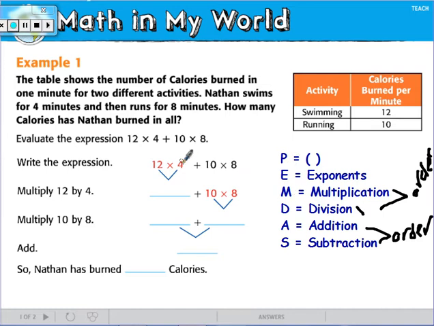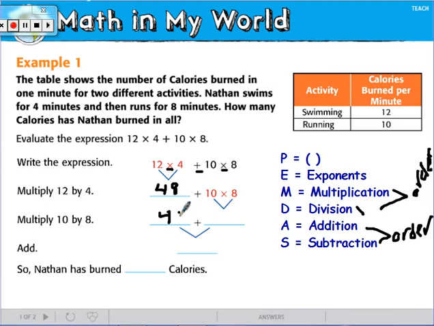Okay, so PEMDAS says we do multiplication first. So we have a multiplication problem, an addition problem, and a multiplication problem. So we have to do both multiplication problems first. So the first thing we do is we multiply 12 times 4, which is? 48. Fantastic. Now we have 48. So we bring 48 down here.